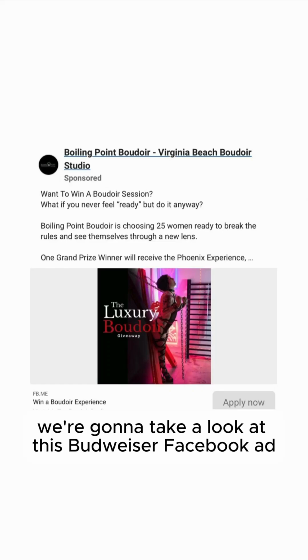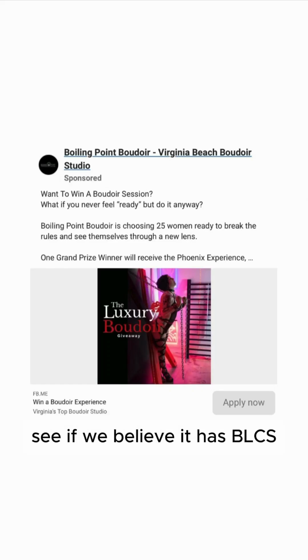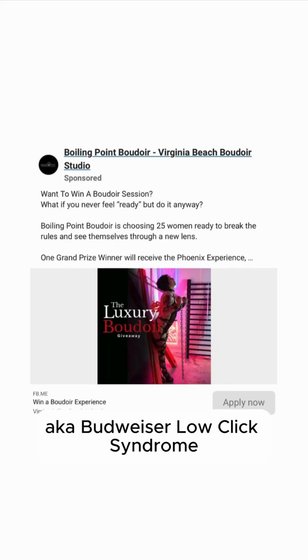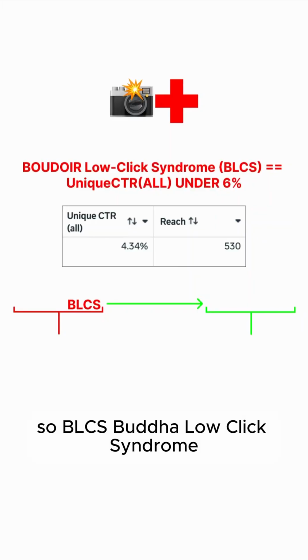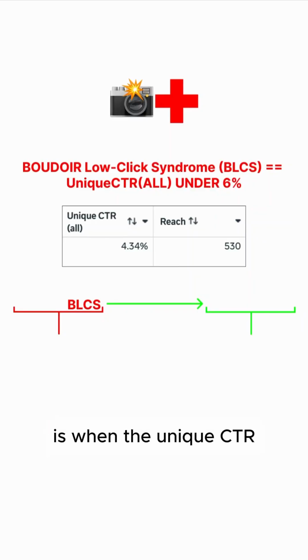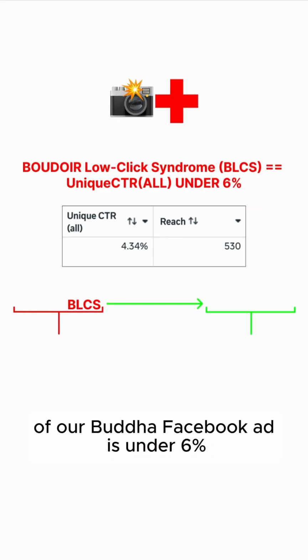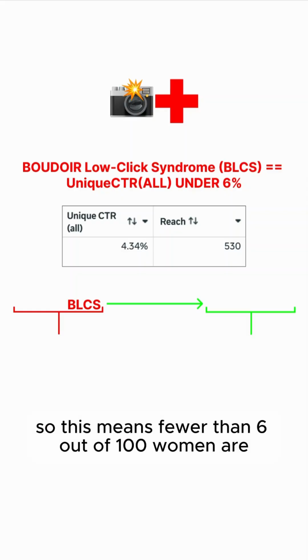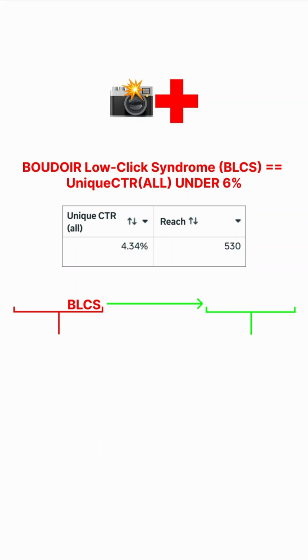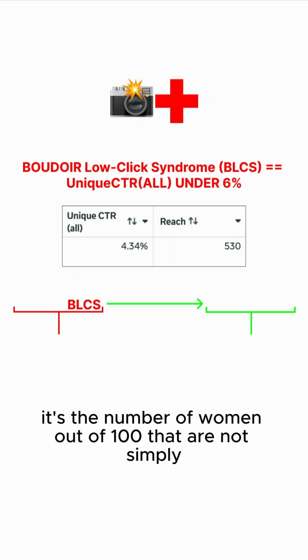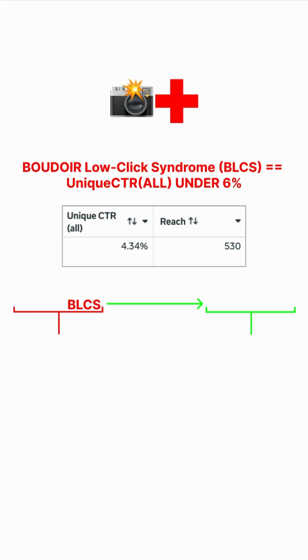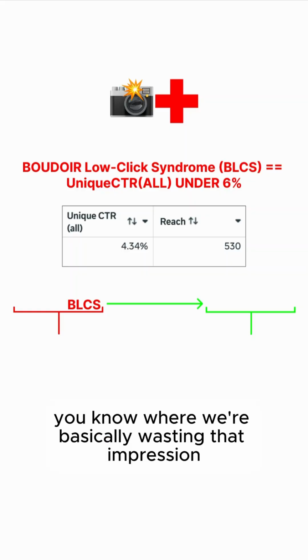All right, y'all, we're going to take a look at this Boudoir Facebook ad, see if we believe it has BLCS, aka Boudoir low click syndrome. So BLCS, Boudoir low click syndrome, is when the unique CTR of our Boudoir Facebook ad is under 6%. So this means fewer than 6 out of 100 women are clicking somewhere on our ad, aka it's the number of women out of 100 that are not simply scrolling right on by, where we're basically wasting that impression.